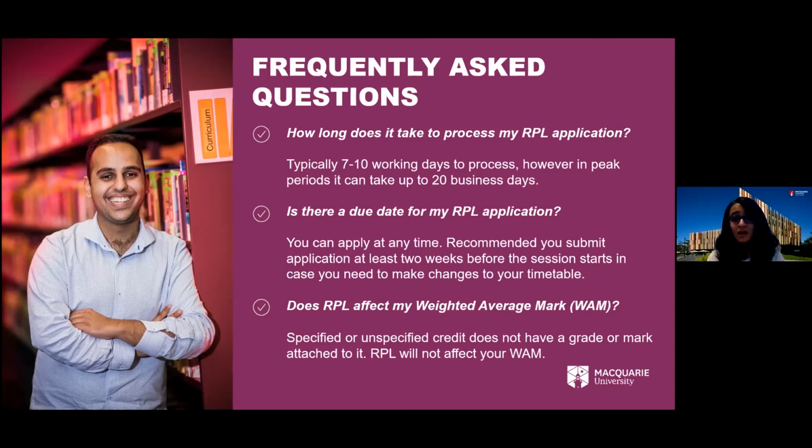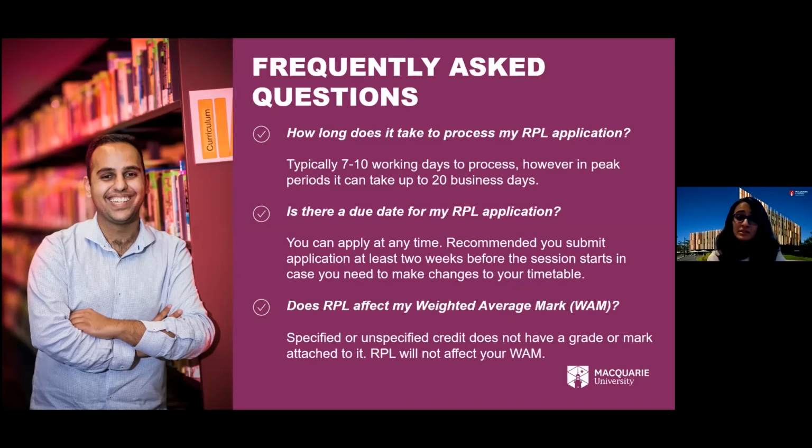One of them is, how long is it going to take for me to receive an outcome for my RPL application? Typically, it takes about 7 to 10 working days for us to process an RPL application, but during peak periods, it can take up to 20 business days. When I say peak periods, I'm talking about just before the commencement of a session, before the census date, or before the last date to enroll.